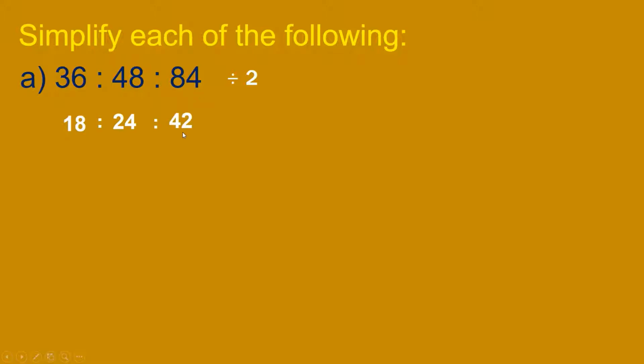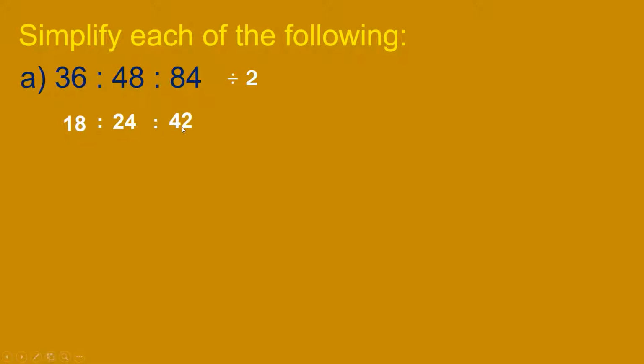Simplify each of the following. A, 36 to 48 to 84. Now we have three terms. So let's try to find a number that these three numbers can be divided by. 36 and 48 and 84 can be divided by 2. So 36 divided by 2 equals 18, and 48 divided by 2 equals 24, and 84 divided by 2 equals 42.